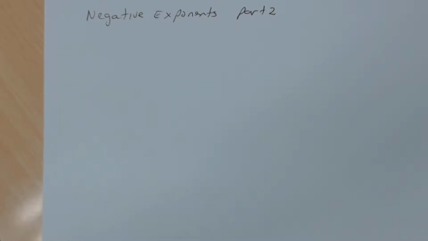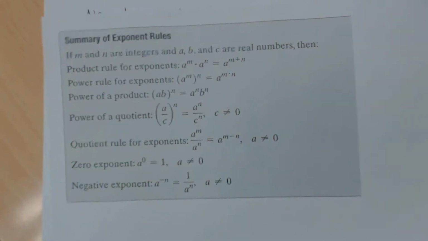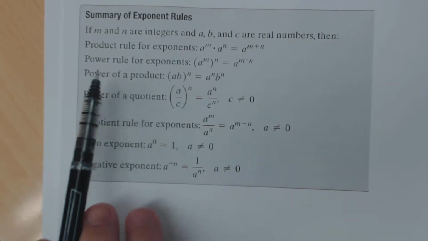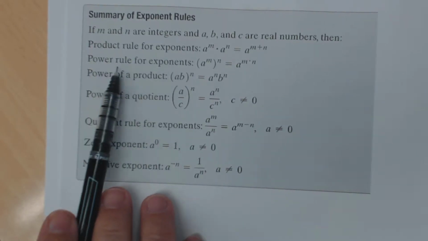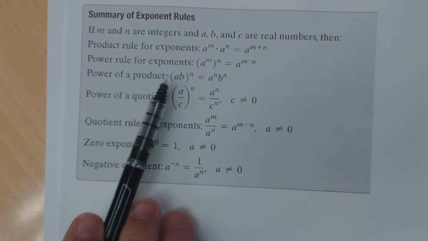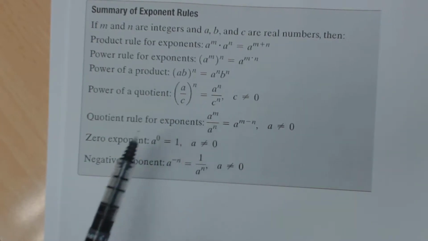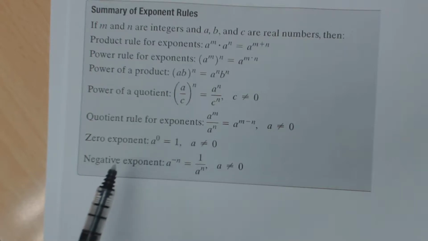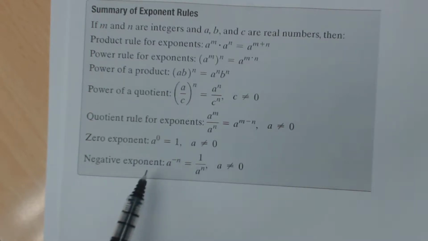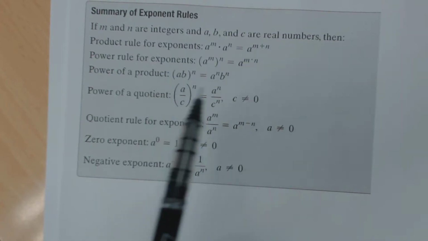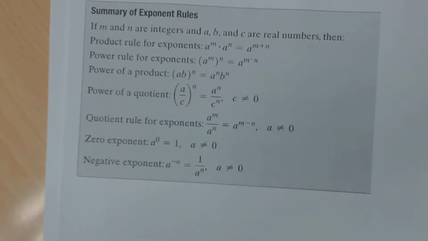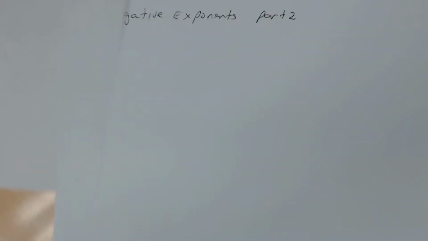Okay, so in this lesson, we're going to continue part two of negative exponents. Now again, we're going to use these properties from a previous lesson. So remember the properties: the product rule for exponents, the power rule, the power of a product, the power of a quotient, the quotient rule, the zero exponent rule, and the negative exponent rule. So these properties will all be used in this particular lesson.